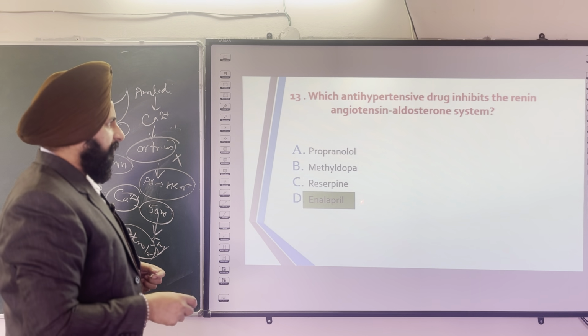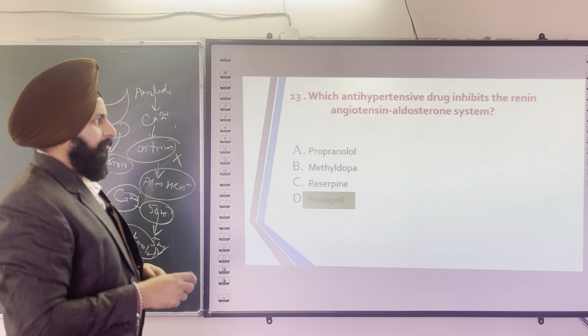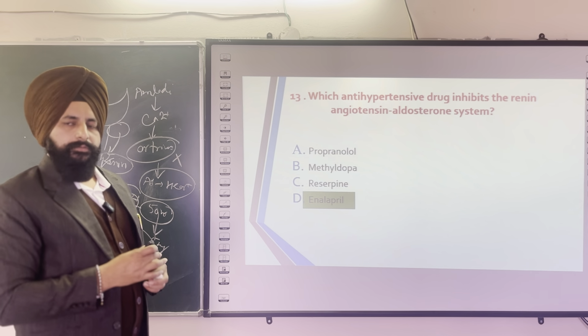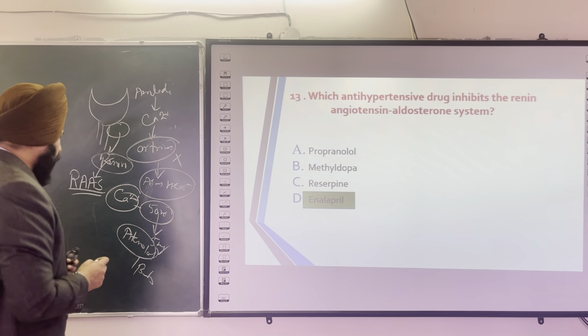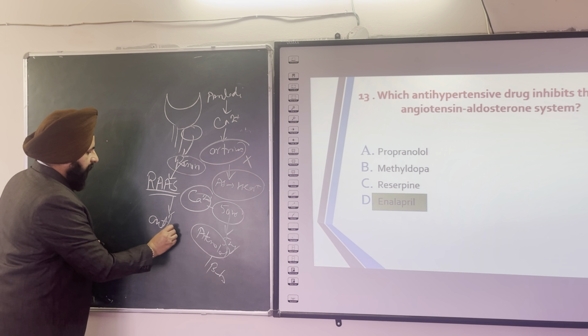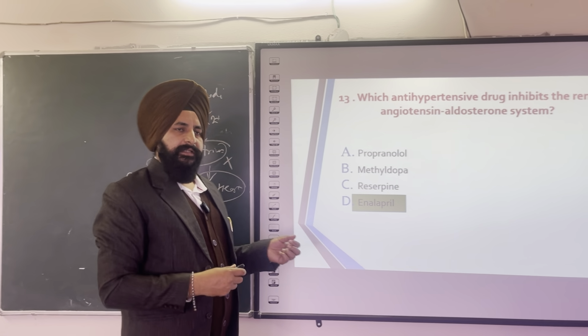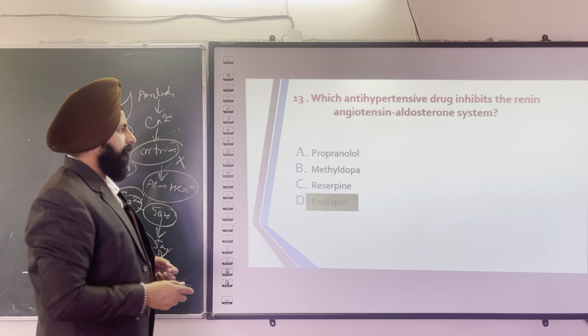The correct answer is enalapril. It is the antihypertensive drug that inhibits the renin-angiotensin-aldosterone system. So this enalapril is used as an antihypertensive drug. Basically this is the preferable drug nowadays as an antihypertensive.